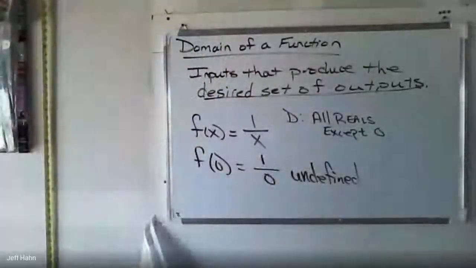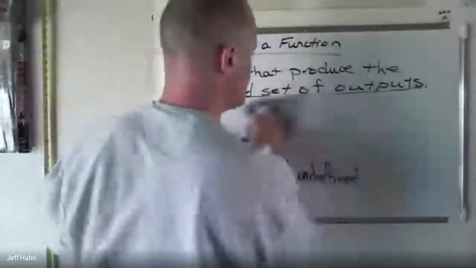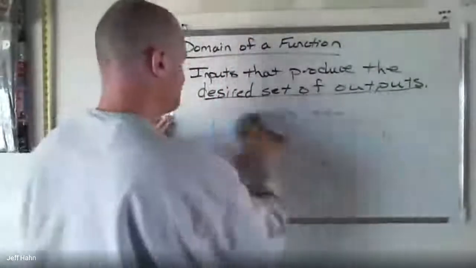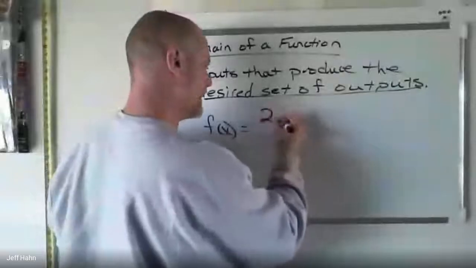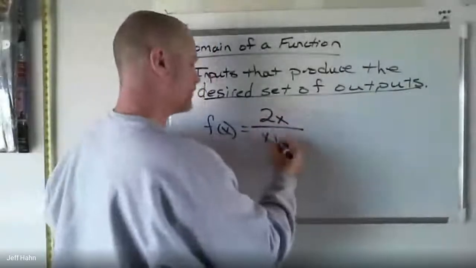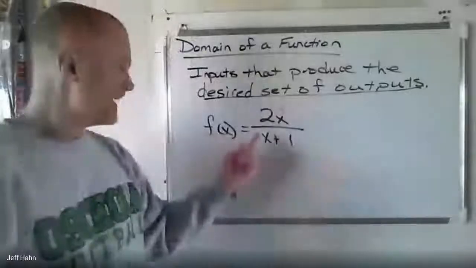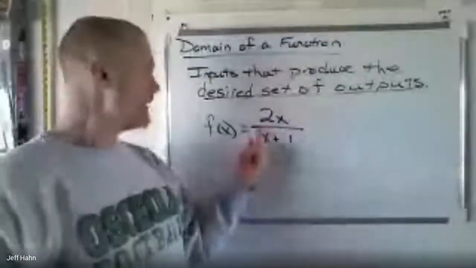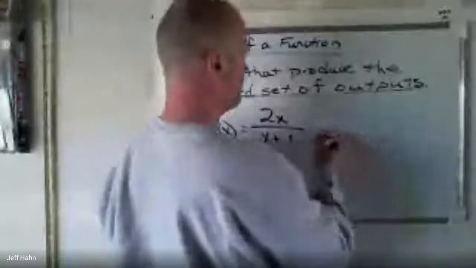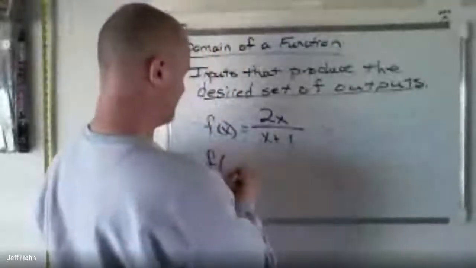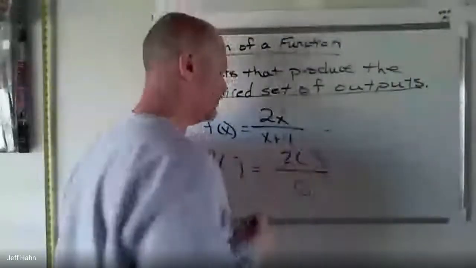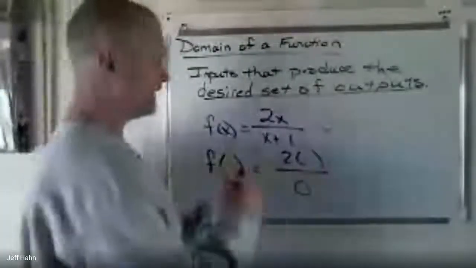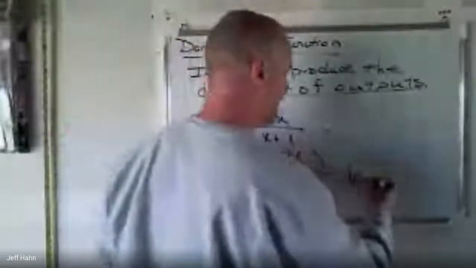So if we had a situation where there was still a division in our problem, f of x equals 2x divided by x plus 1, that division is still a problem. If we ever get an input where f of something gives us 2 times something divided by 0, then we have division by 0, and that's going to be undefined.